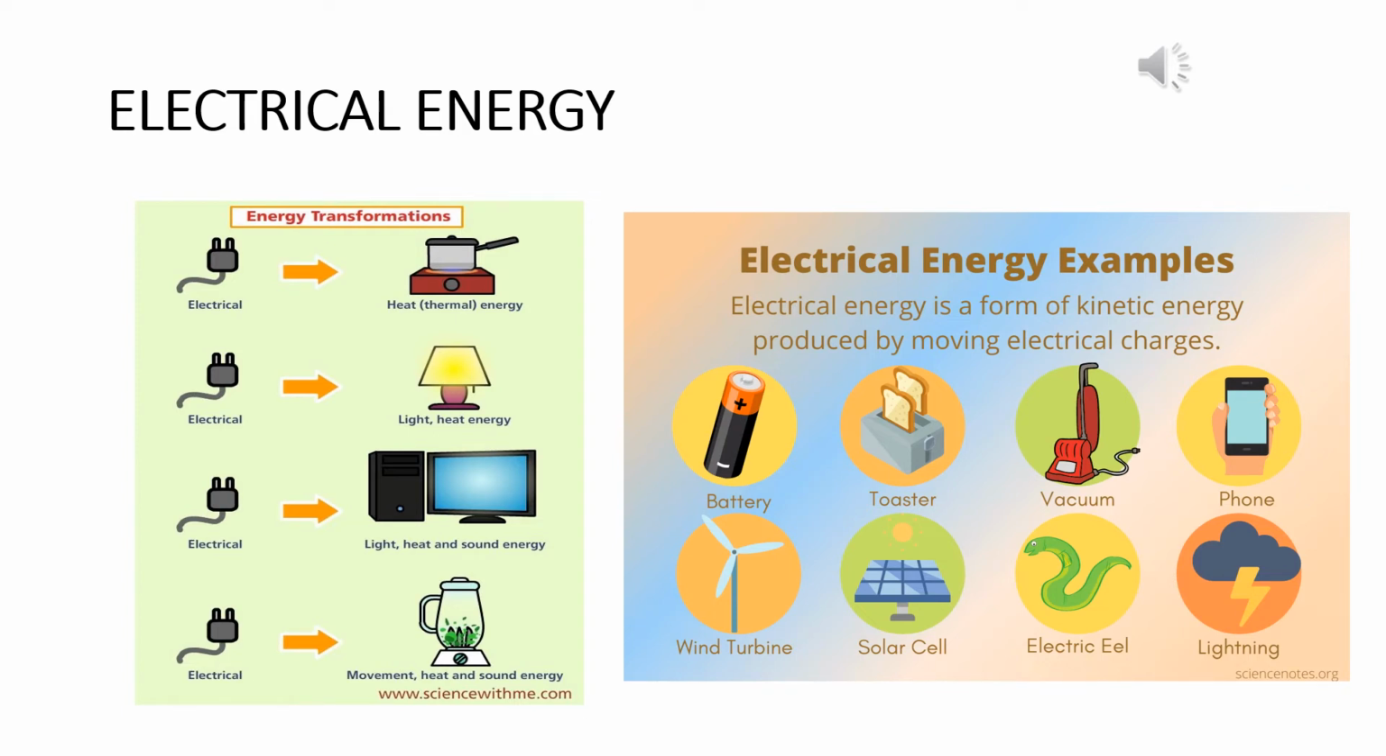An electric eel, an eel is a fish which is an animal, can also produce electricity, and that is also a source of electrical energy. Then there is the wind turbine which is using the wind energy to produce electrical energy. So all of these are examples of electrical energy.